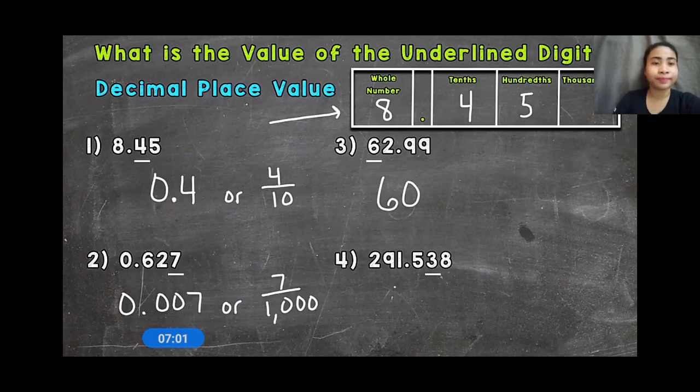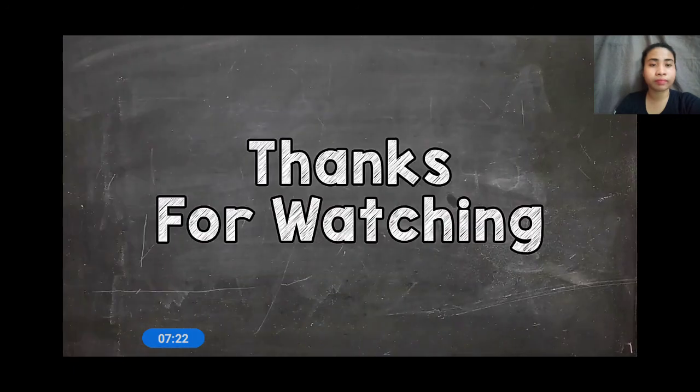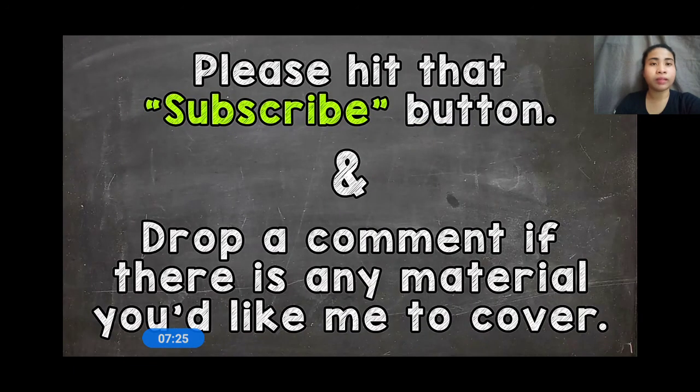So we can write it as 3 hundredths, or in fraction form, 3 hundredths. So there you have it. That's how you determine the value of an underlined digit. See what place that digit is sitting in, and that's going to determine the value. I hope that helped. Thanks so much for watching. Until next time, peace.